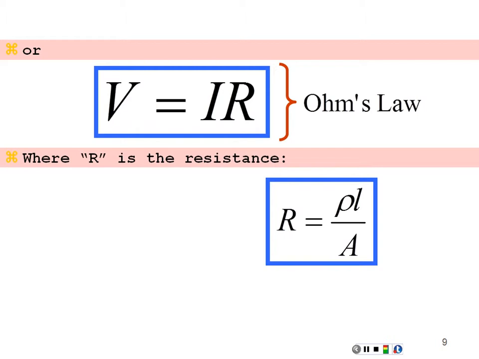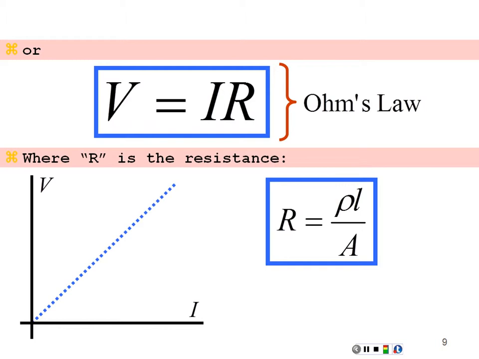Note that V equals IR. If we were to graph it, voltage as a function of current, we'd have a straight line. It's a linear relationship. And the slope of that line would be the resistance.